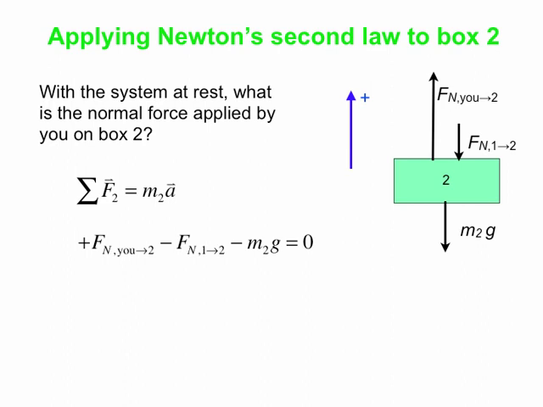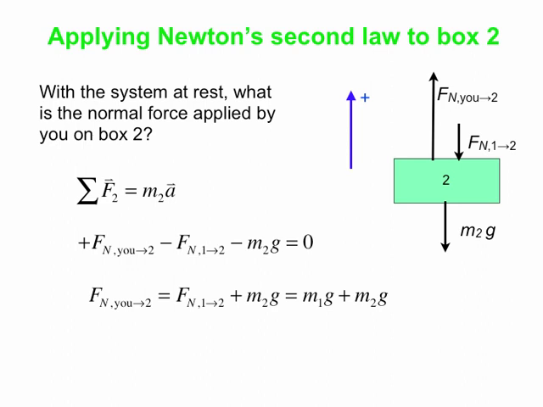So, with the help of our free body diagram, we evaluate the left-hand side of Newton's second law. Then we set it equal to m2 times box 2's acceleration, but in this case box 2's acceleration is 0, so once again we get a 0 on the right-hand side. Okay, so let's solve for the normal force applied by U on box 2. So we just rearrange the equation.